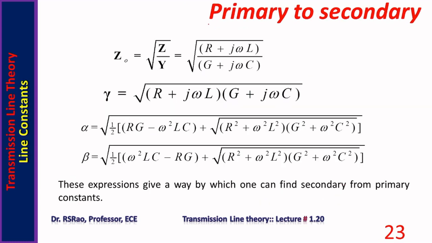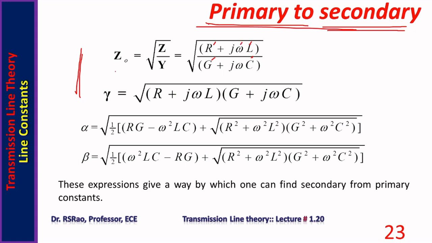Now, how to get secondary constants when primary constants are given? The relations that are used to get secondary constants from primary constants are enumerated here. They are given here. Suppose R is given, L is given, C is given, G is given. These are primary constants. The frequency of operation is given.